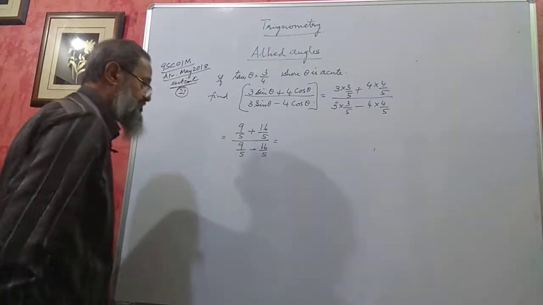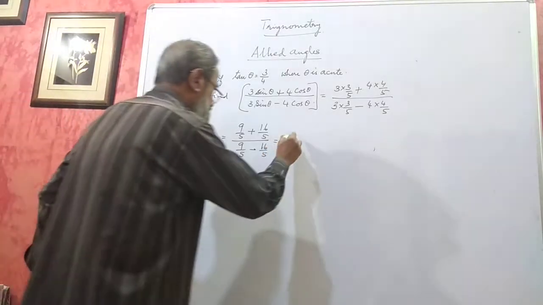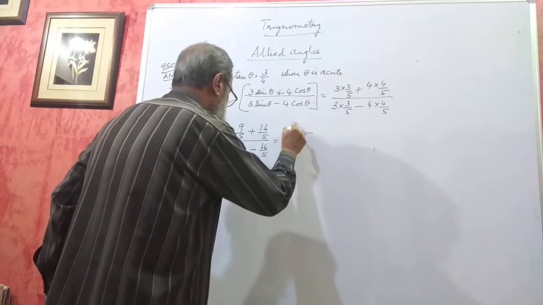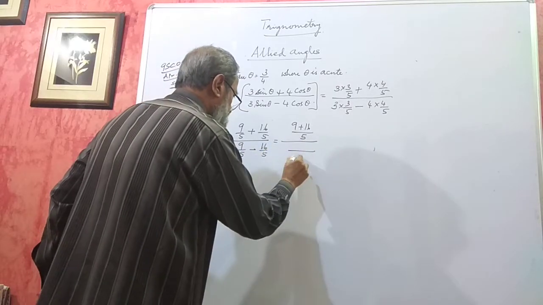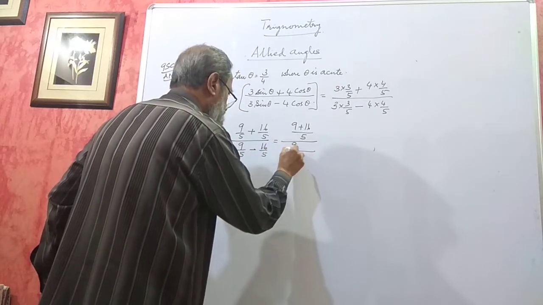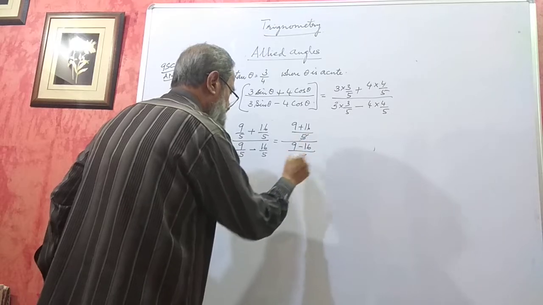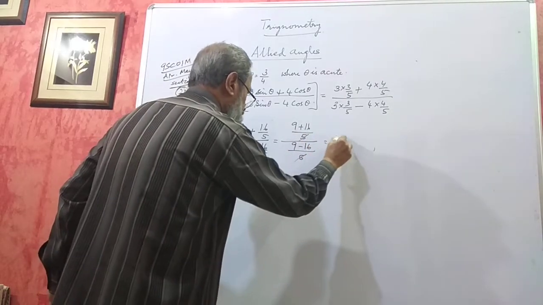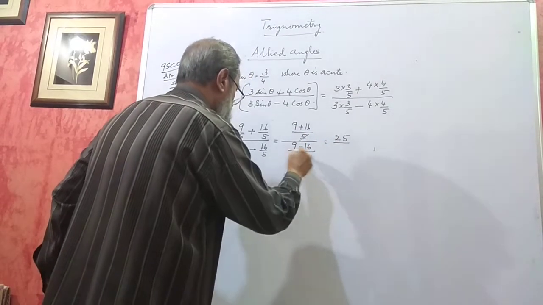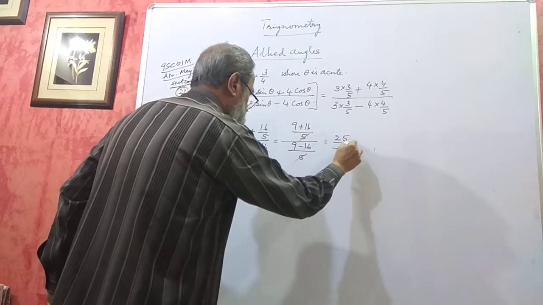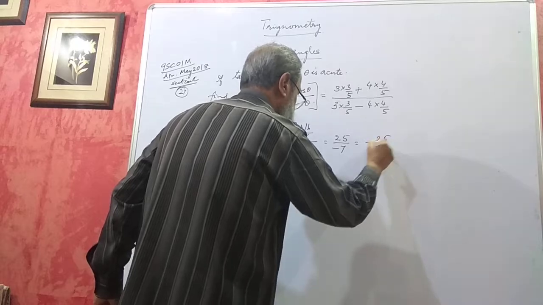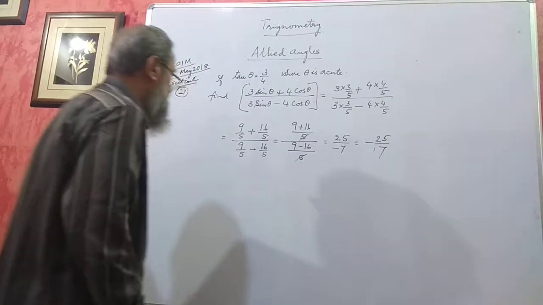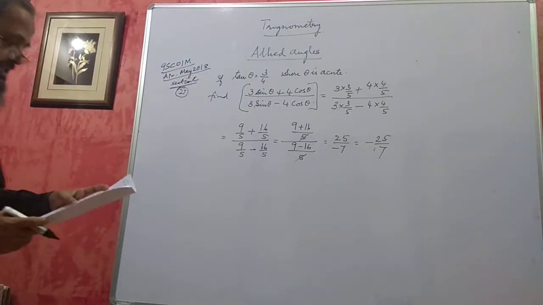This is addition of two fractions, so LCM is 5, 9 plus 16. Here subtraction of two fractions, LCM is 5, 9 minus 16. This 5 gets cancelled. Numerator you get 25 and denominator you get minus 7. So the value of this expression is minus 25 by 7. You get 5 marks for that.